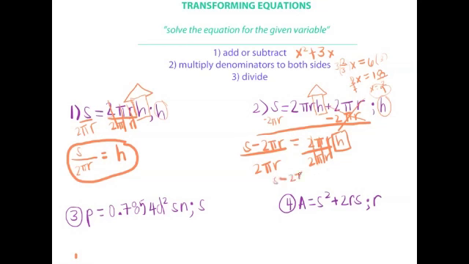S minus 2 pi r divided by 2 pi r equals h. Okay? And that is what that final answer will end up looking like there.